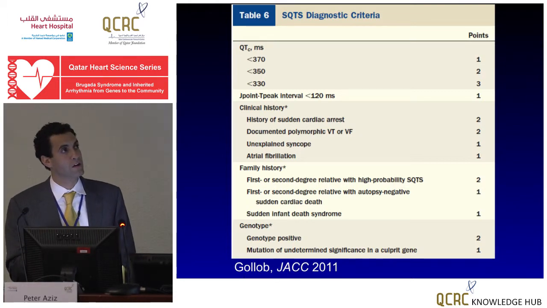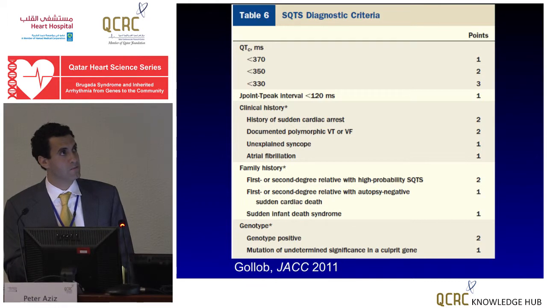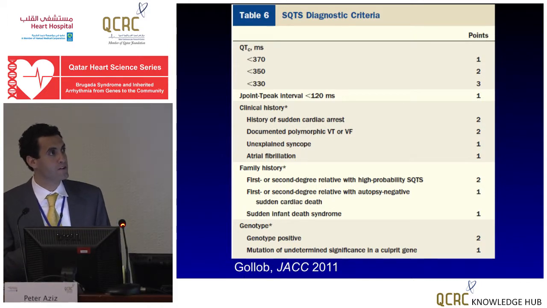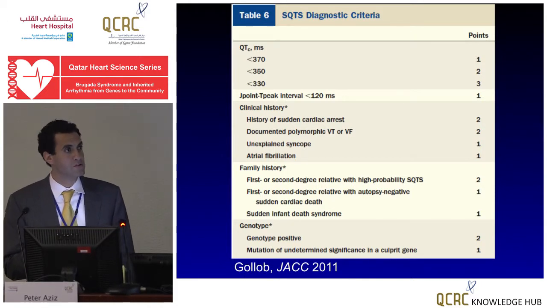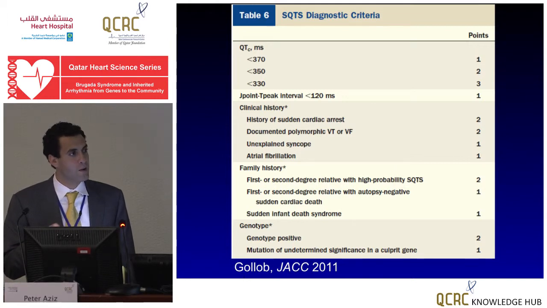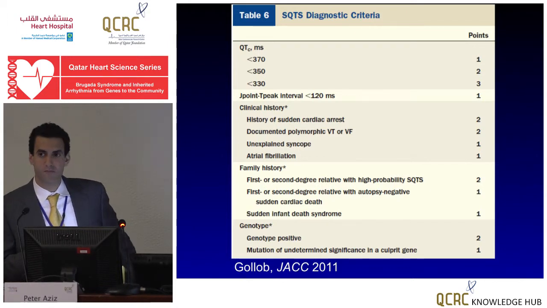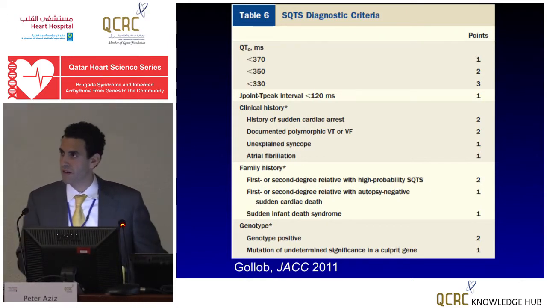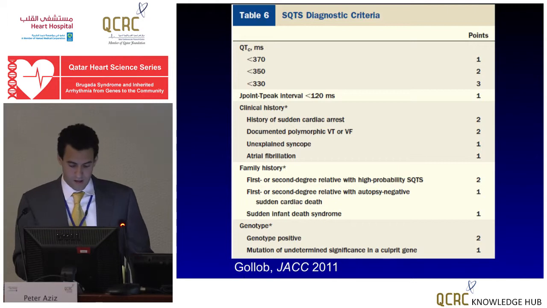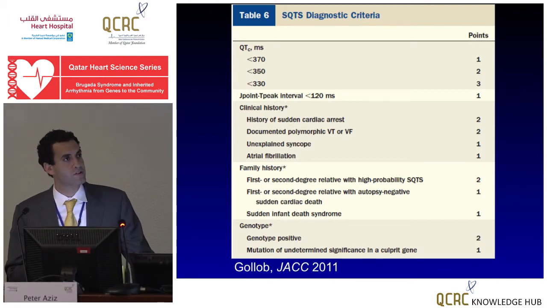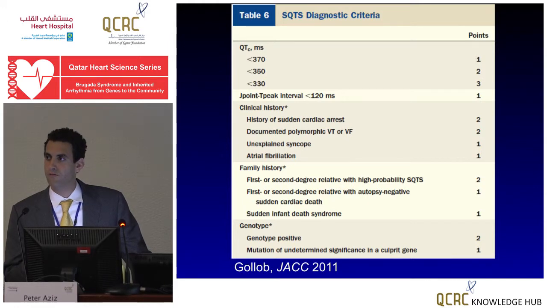J point T peak interval that's really shorter, an ST segment that's absent counts as a point. Clinical history of having an arrest, AFib, unexplained syncope. Family history, of course, is important. And then finally, genotype: being gene positive gives you 2 points. Having a mutation of undetermined significance in any of the genes that we discussed gives you 1 point. You're considered low risk at 3 points, intermediate at 4, and high if you're greater than 4.